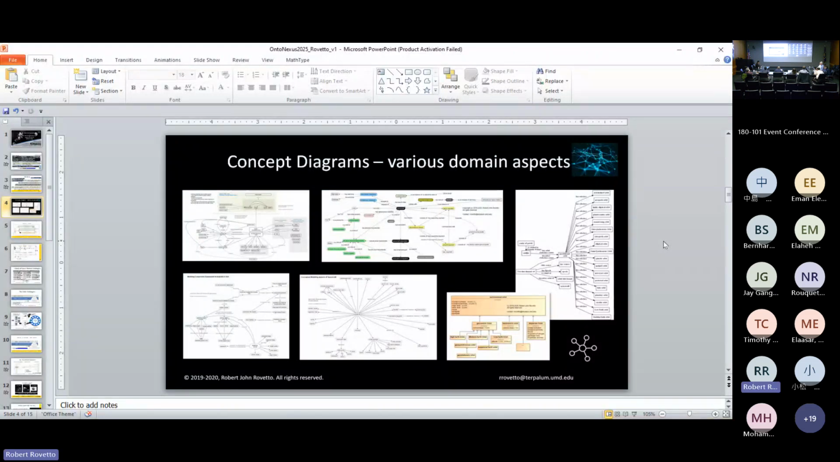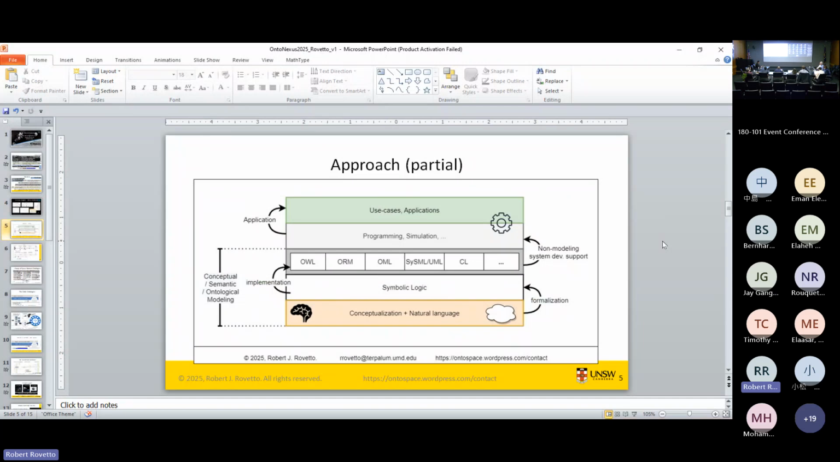The approach for the modeling and for the project starts at the bottom, with a combination of conceptualization and appeal to our natural language understanding. Once the conceptual modeling is done, it's formalized in symbolic logic, which is then implemented in various modeling languages, including OML. This is to compare and contrast what the conceptualization looks like across different implementations. Following that, there's non-modeling systems development support, which involves programming and simulation. This is an area that I'd like to highlight as an area for collaboration. This is where I would like to find partners, industry providers, and subject matter experts to help with these two top layers of the approach.